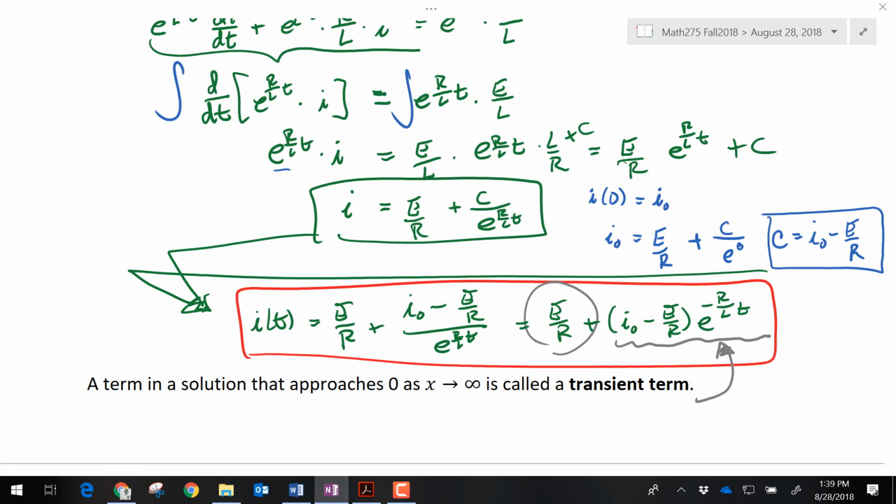All right. Yes. No, the whole thing here. Because of e to the negative something t, this approaches 0, so e to the negative (R over L) t goes to 0 as t goes off to infinity. And so because of that, anything that you multiply by it will also disappear, as long as there's no t's in it. All right. Any questions?